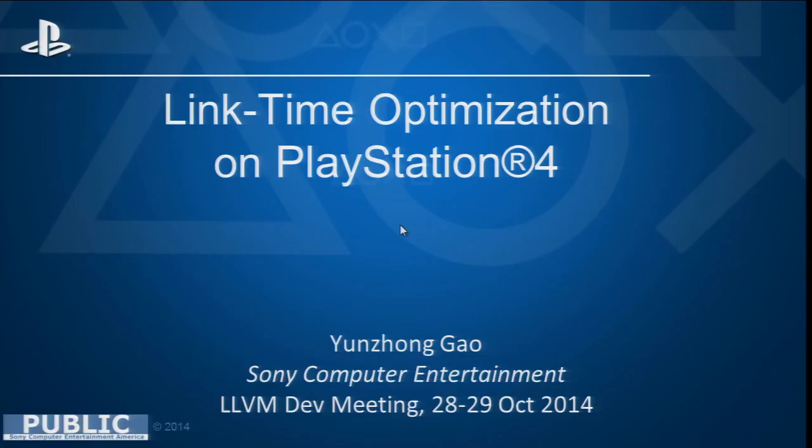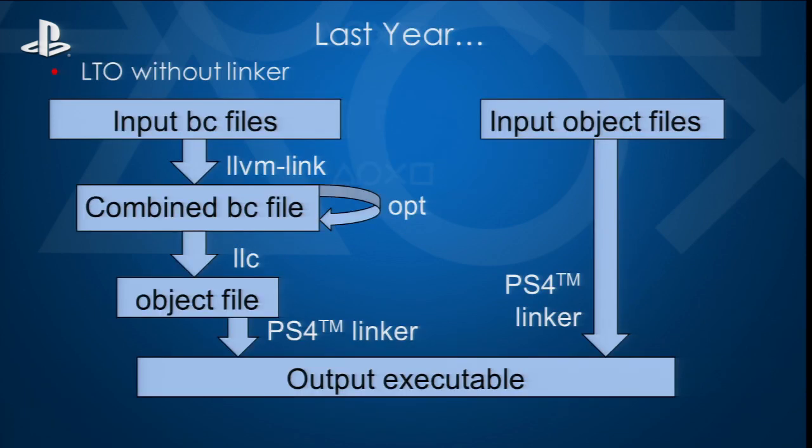Okay, I'll restart. So I'm here to talk about link time optimization implemented in the PS4 linker. Last year, I gave a talk on LTO without linker support. We used a combination of LLVM link, opt, and LLC to achieve LTO. It was simple to implement, but had some disadvantages. For example, we had to change the source files to mark some symbols as attribute used because opt does not see all the external references to all the symbols. The initial evaluation showed great results, so we went ahead and implemented LTO in our proprietary linker.